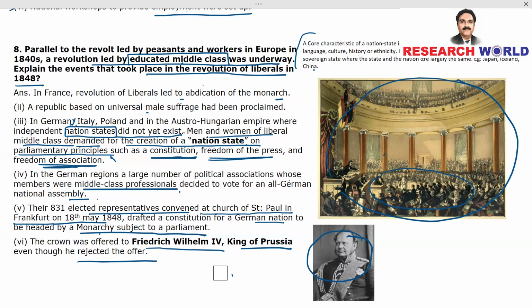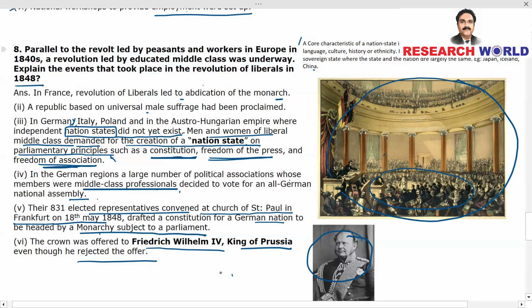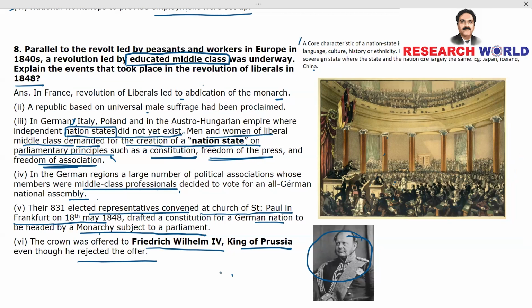So to sum up, we are now discussing the revolution led by the educated middle class, and this revolution has the following outcomes. What are they? Okay, first of all, there will be 6 points. The first one, in France, the revolution of liberals led to the abdication of the monarch. The monarch had to relinquish his power and just leave. Then a republic based on universal male suffrage was proclaimed. So it's a republic, headed by an elected representative.